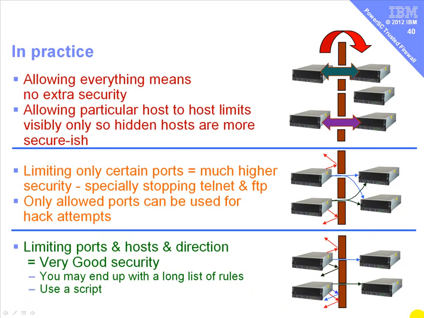Now, we looked at various examples there. I want to encourage you not to use the very simple rules, because allowing lots of things between VLANs is not very secure, although we can hide particular machines because there's no rules for them at all. We could limit only certain ports, but then we give quite a wide range of targets of IP addresses across the VLANs. But if we limit the ports, the host and the direction, now we're into very secure operation, and that drastically limits what the hacker can target to try and get between the two networks.